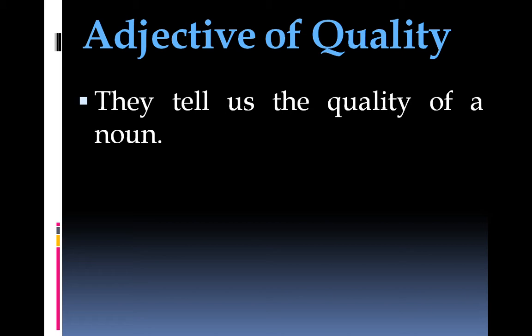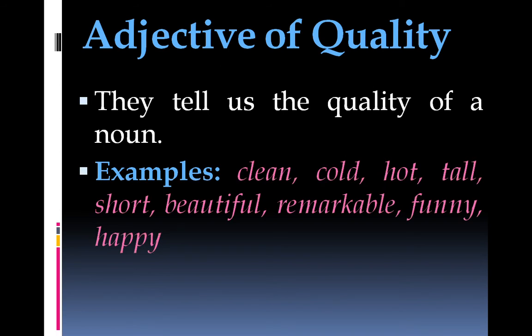But the words indicating qualities of nouns are just one type of adjective. Let's have examples. Clean, cold, hot, tall, short, beautiful, remarkable, funny, happy. All these words indicate qualities of nouns. So they are all adjectives of quality.